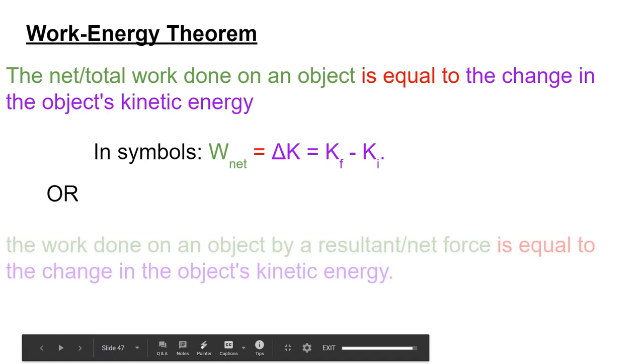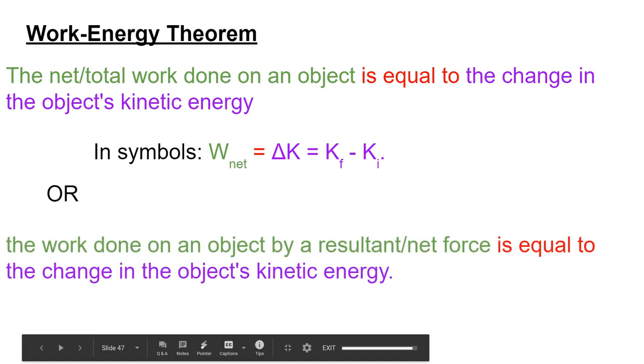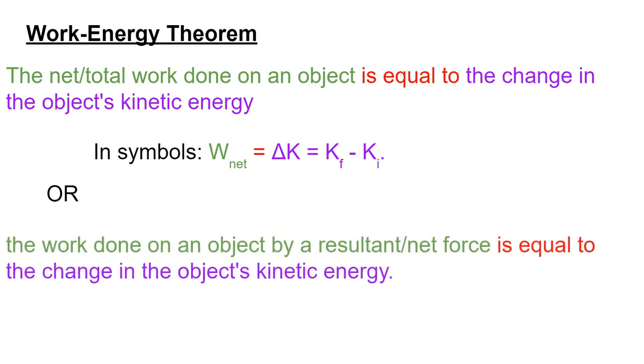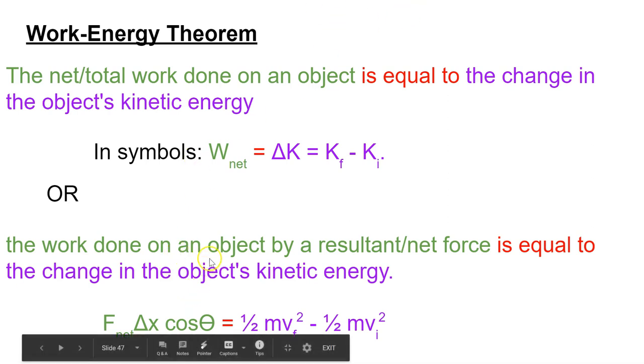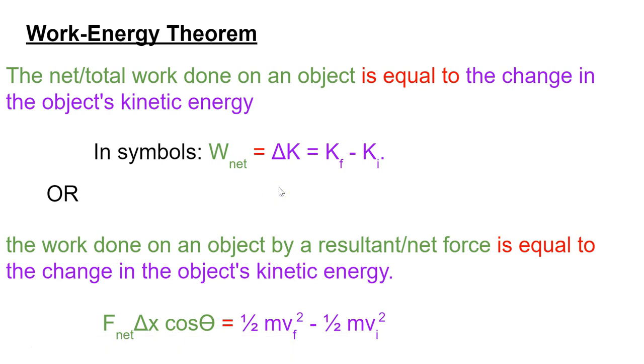I can write this equation in a different way, and I can state this theorem in a different way as well. The work done on an object by the resultant force is equal to the change of the object's kinetic energy. So if I write that in an equation, you know that the amount of work done is given by the resultant force times the distance over which this object travels, times cos of the angle between them. And then my formula for calculating kinetic energy is 1/2 times mass times the velocity squared. So the change in kinetic energy will be 1/2 times mass times the final velocity squared minus 1/2 times mass times the initial velocity squared.